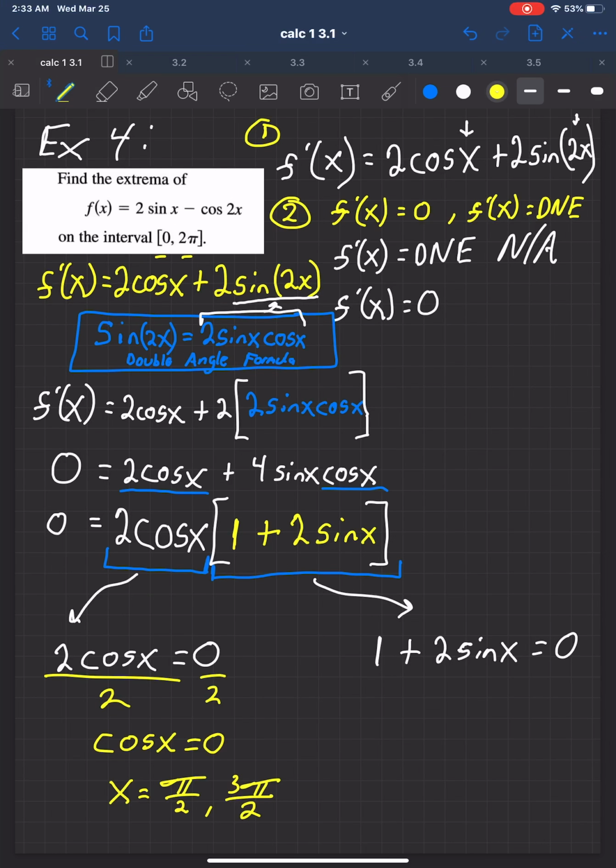Now let's do the same thing over here. I'm going to subtract 1 from both sides. So now I have 2 sine of x is equal to negative 1. And I'm going to divide both sides by 2.